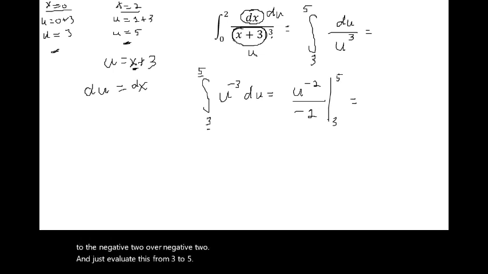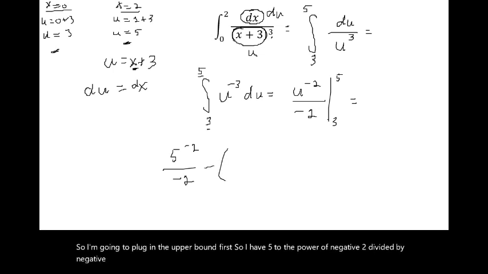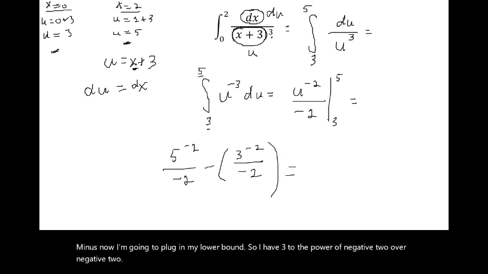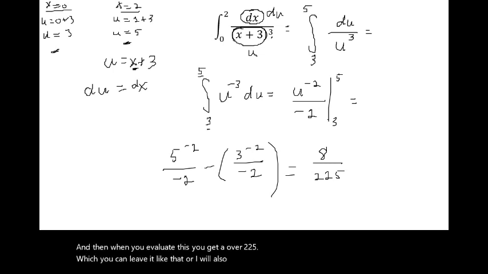So I'm going to plug in the upper bound first. So I have 5 to the power of negative 2 divided by negative 2. Minus, now I'm going to plug in my lower bound. So I have 3 to the power of negative 2 over negative 2. And then when you evaluate this, you get 8 over 225. Which, you can leave it like that. Or I will also take 0.035, whichever. But this is going to be your final integral.